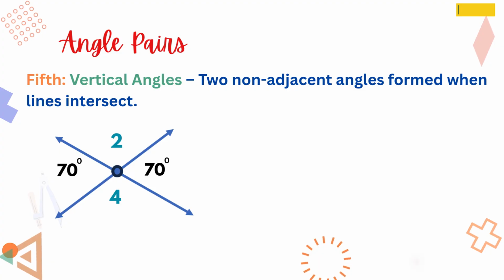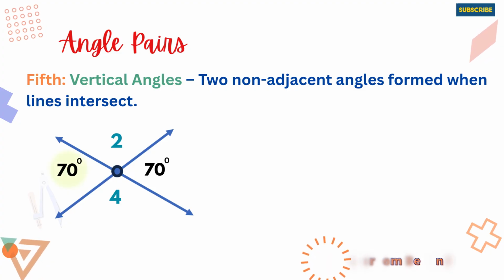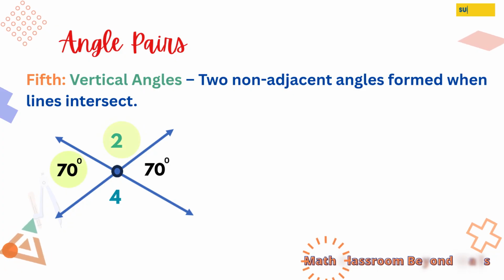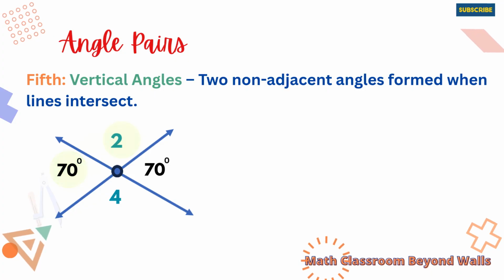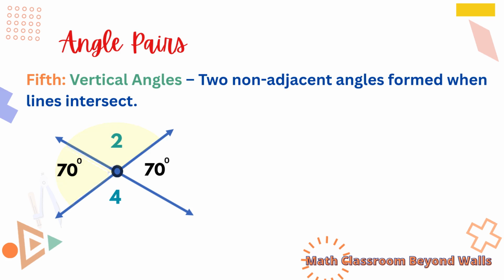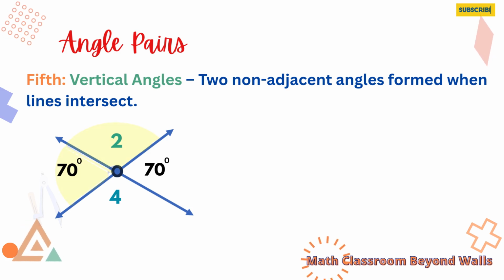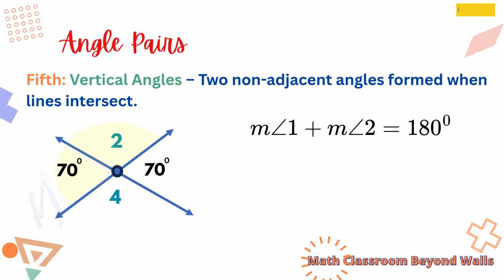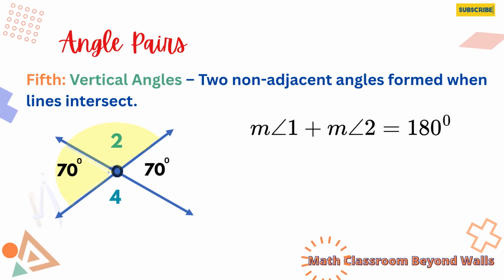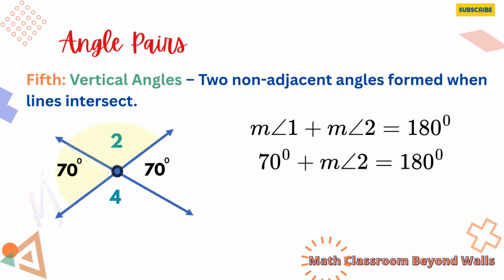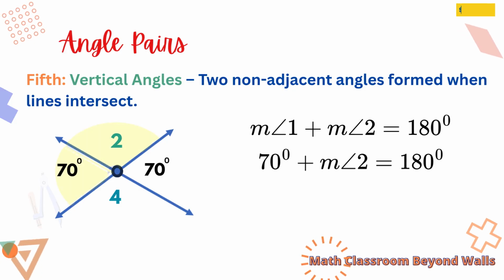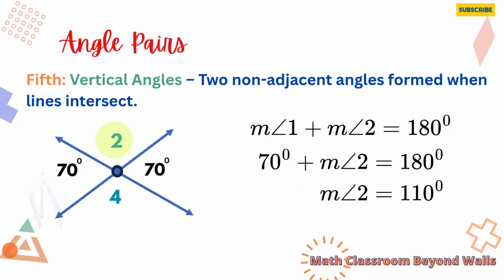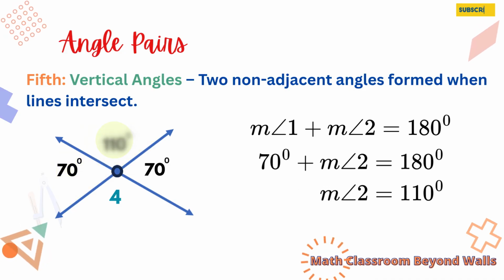Now listen up and look at the figure again. If angle 1 is 70 degrees, what do you think is the measure of angle 2? To answer the question, you have to first recognize that angle 1 and angle 2 form a linear pair and are supplementary angles. Being supplementary means that the sum of the measures of angle 1 and angle 2 is 180 degrees. Angle 1 is 70 degrees, so we can plug in the value. Subtracting 70 degrees from both sides of the equation gives us 110 degrees. So the measure of angle 2 is 110 degrees.